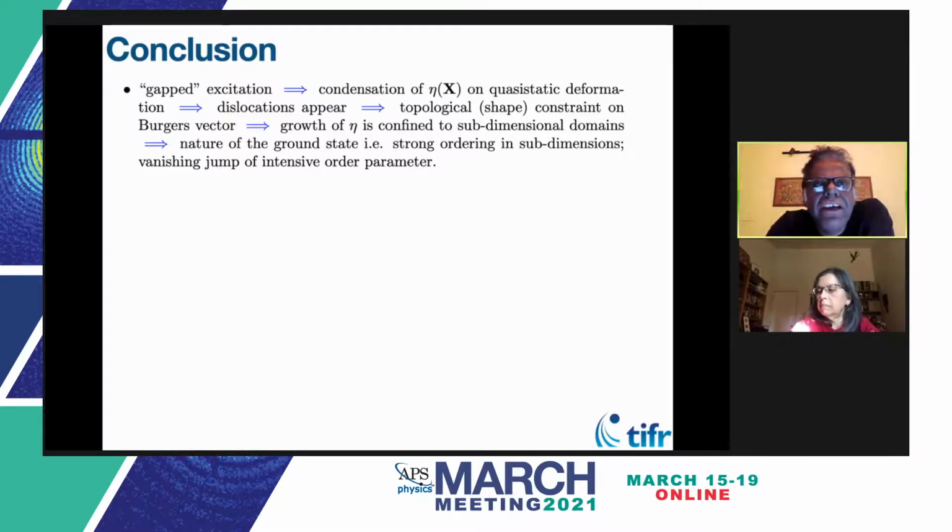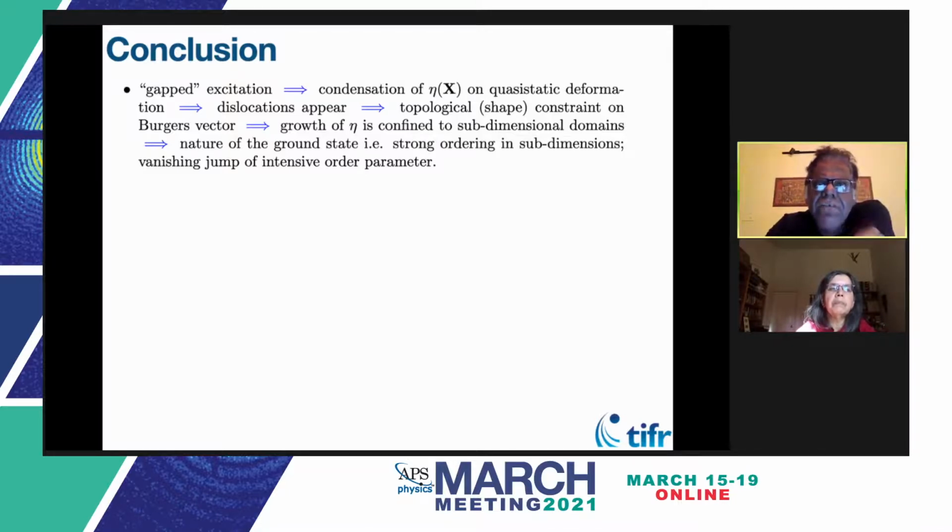So we started with a gapped excitation, gap because it is not a gap in energy, but a gap in the susceptibility. So we took these excitations, we took the most susceptible excitations, and we found that as a crystal slips, these condense on the slip plane in the quasistatic limit. In this limit, automatically dislocations appear in order to restore translational invariance. However, there is a topological shape constraint on the number of dislocations because the number of surface steps has to conform with the shape. The shape is the thing which we keep constant, so it cannot change before and after the transition. So this produces a constraint on the total Burgers vector, which in turn limits the growth of the order parameter only to subdimensional domain.